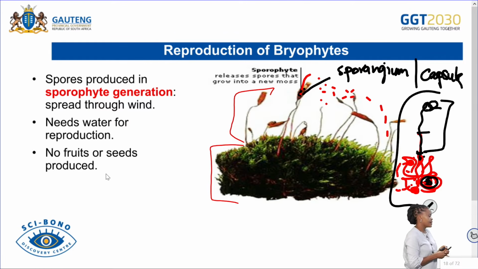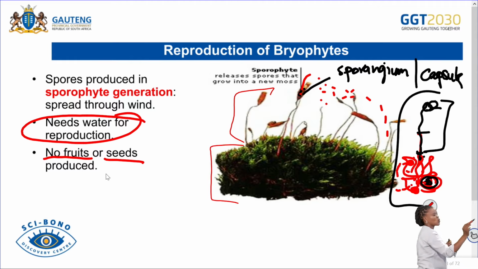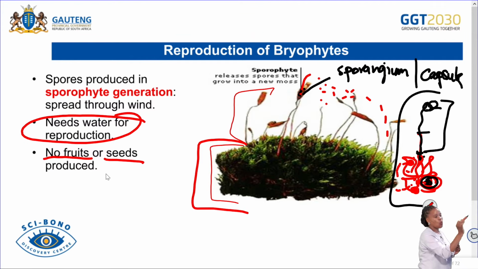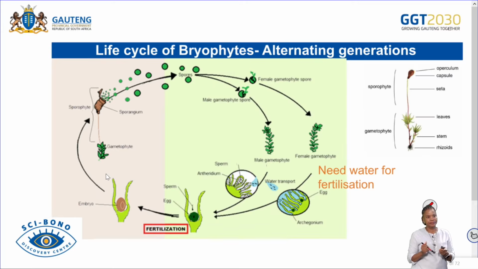Now, what is happening with the moss is that mosses do not bear fruits. They also do not produce seeds. And we can see very clearly that water is very essential for reproduction in the bryophytes. Why? So that the sperm cells can swim from the male gamete to get into the female gamete, where fertilization will take place.